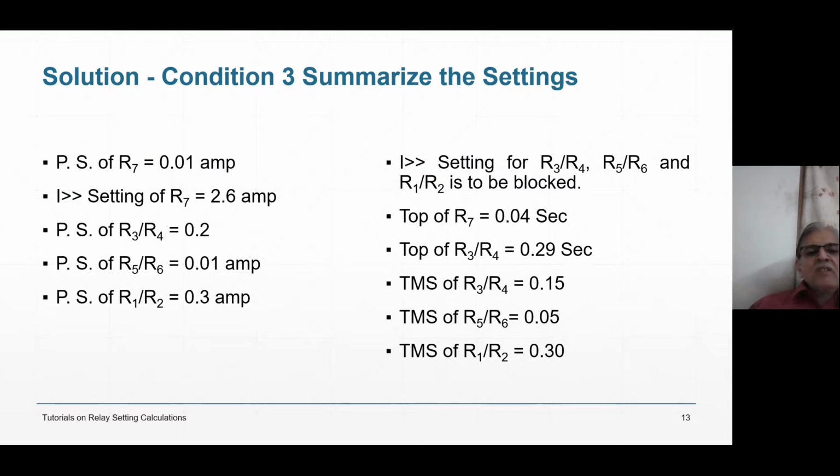R7 does not change. R3, R4 will be 0.2. It will reduce because now only one generator is feeding. R5, R6 does not change because they are directional relays. R1, R2 will be lower because R3, R4 are lower. I double greater than I am blocking for all relays but R7. Top of R7 I have to find out, but that is instantaneous. Top of R3, R4, and therefore TMS of R3, R4 is 0.15. TMS of R5, R6 is 0.05. Same for R1, R2. Accordingly, I can calculate.